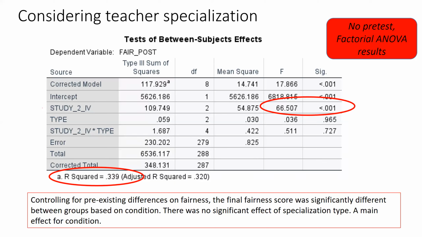The final fairness score was significantly different between groups based on condition, and there was no significant effect of specialization type. And we call the effect based on either one of the independent variables a main effect. So there was a significant main effect for condition, but no significant main effect of specialization type. And again, I apologize for that first phrase in the box at the bottom. That should be struck from the record.